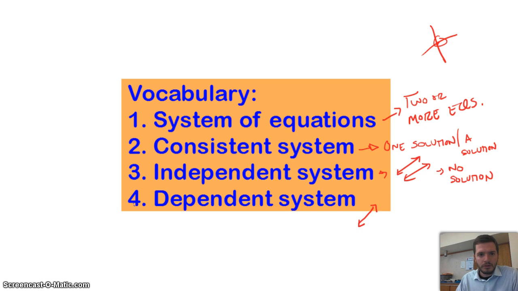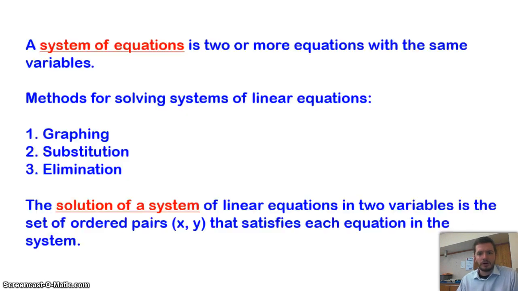And a dependent system is going to look like this. Let me change colors here. Something like this. You see that they are overlapping. They would share every point. That is a dependent system. The answer here for this one would be infinitely many solutions. All right, that is it for vocabulary. So let's get into the notes.